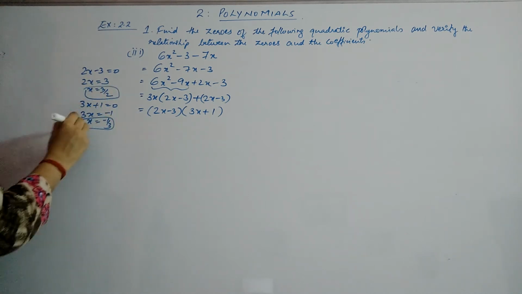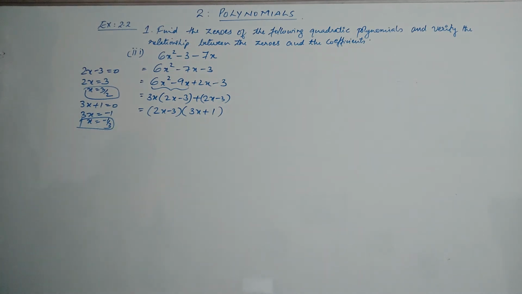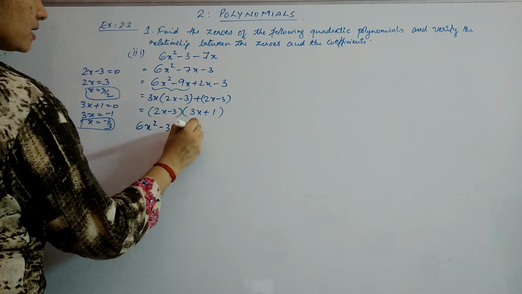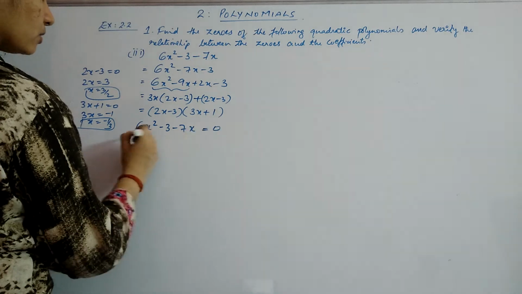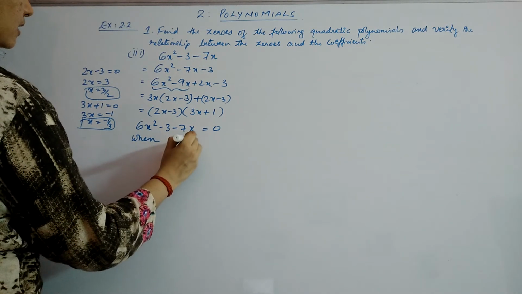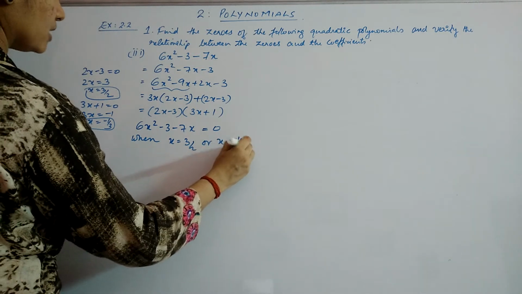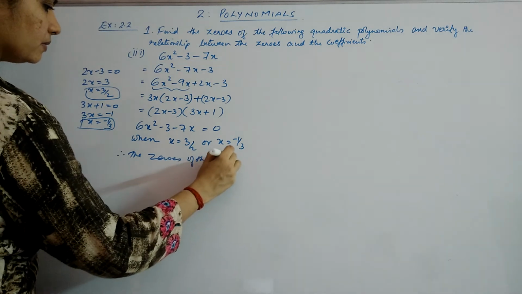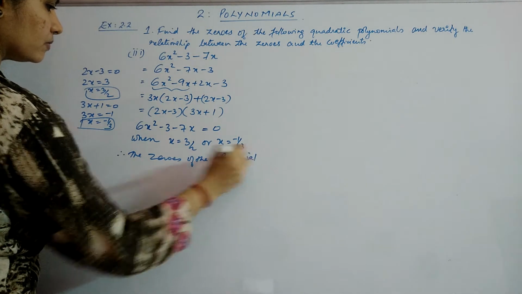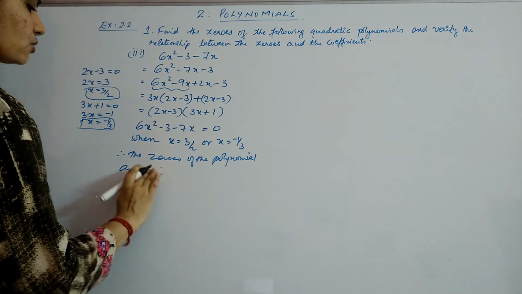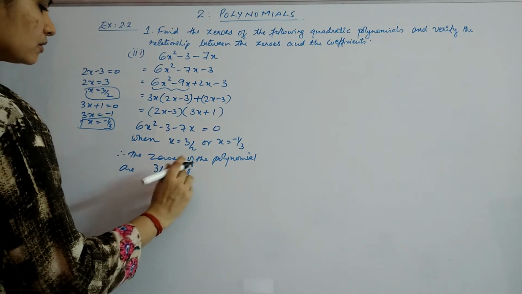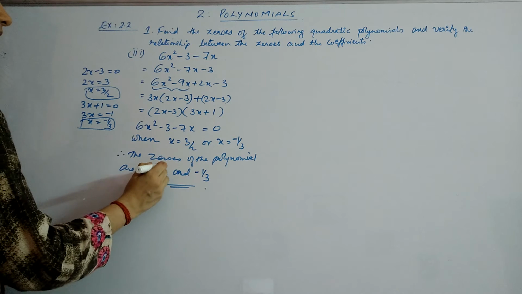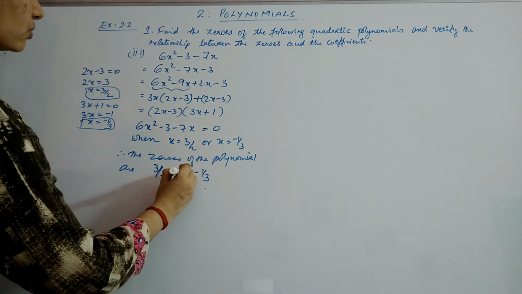So x equal to 3 by 2 and x equal to minus 1 by 3 are the zeros of the polynomial. Okay. So you can say that 6x square minus 3 minus 7x is 0 when either x is equal to 3 by 2 or x is equal to minus 1 by 3. Therefore, the zeros of the polynomial are 3 by 2 and minus 1 by 3.